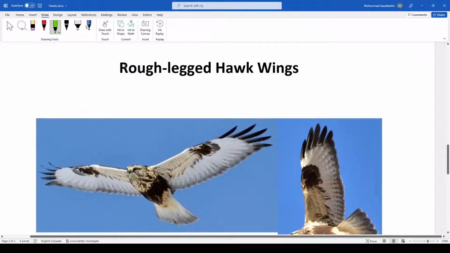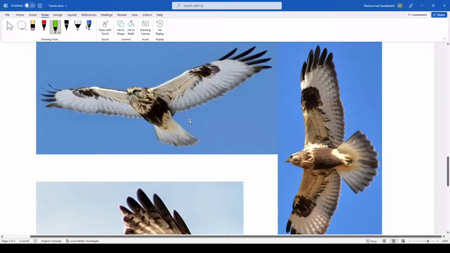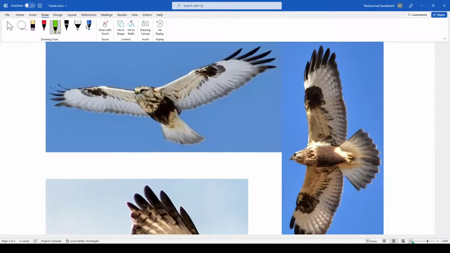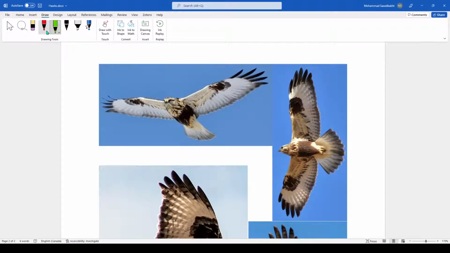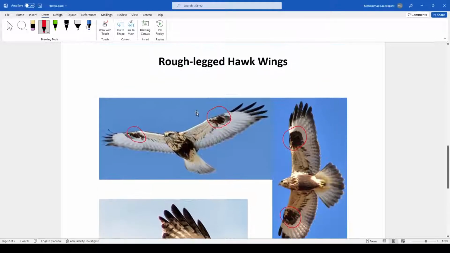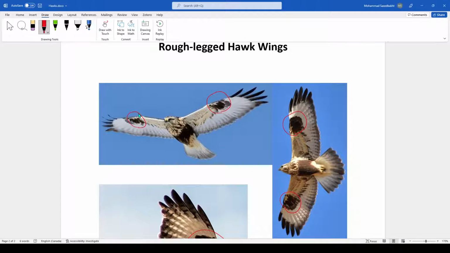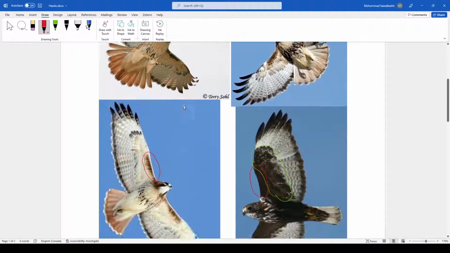So now the rough-legged hawk has very distinguishable wings. They have very special colors. If you look at all these different pictures, they all have something in common. They all have super dark primary coverts, and we can see them here again. Now, that's the main thing. The primary covert area is dark in the rough-legged hawk, but the marginal covert area is dark in the red-tailed hawk.